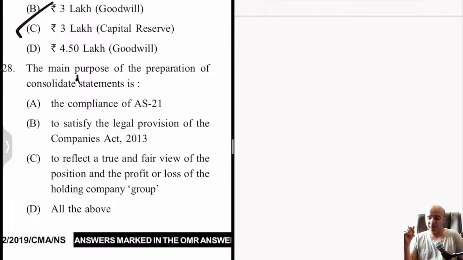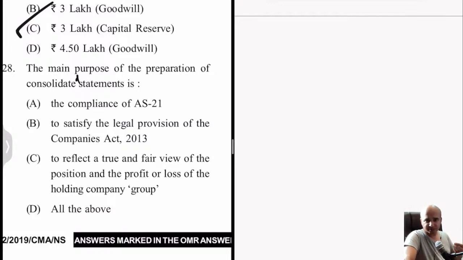First is the compliance of accounting standard 21, which actually talks about consolidated financial statements. That's correct. To satisfy the legal provision of the Companies Act, okay, to reflect a true and fair view of the position and the profit or loss of the holding group company. That's also true. And the last option being all of the above. So here it's a straightforward question once again. For example, AS 21 refers to what? It's nothing but the accounting standard issued by ICAI. It provides guidance on the preparation and presentation of consolidated financial statements. So we are actually complying with AS 21.